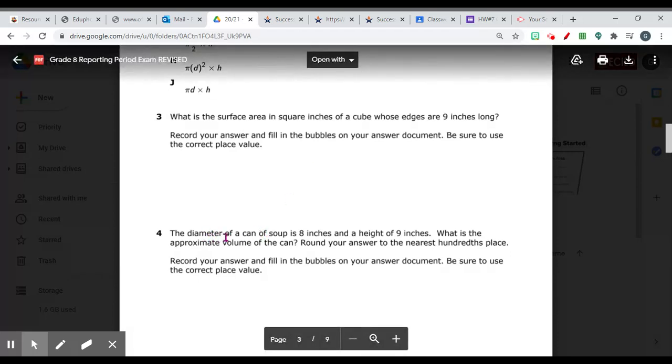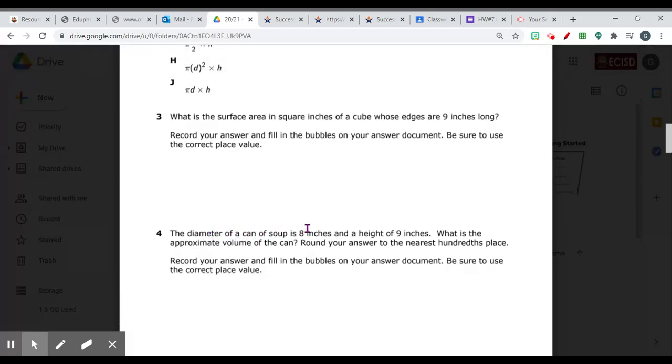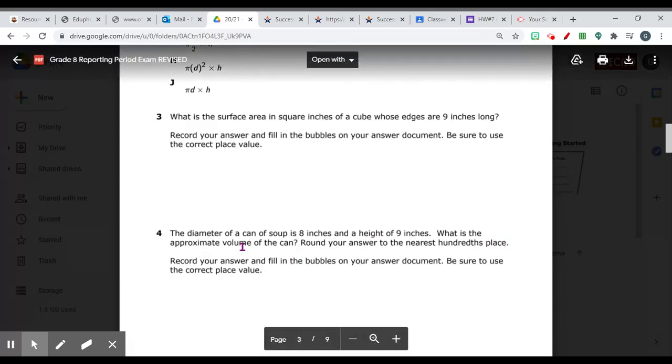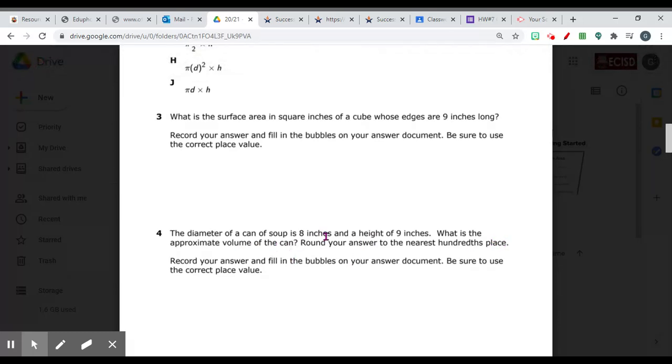Number 4, the diameter of a can of soup is 8 inches and the height is 9 inches. What is the approximate volume of the can? Round your answer to the nearest hundredth place. This is also a griddable. You will type it in on your end. Just make sure you use correct place value.